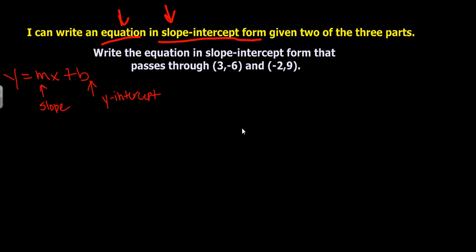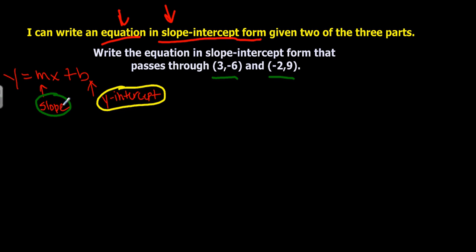So I decided to start with the kind of problem that probably takes the most amount of writing, because I know how sometimes mathematicians like to be lazy and not do a lot of writing. So I'm going to show you as bad as it gets. And then we'll work backwards to maybe some easier ones. But if we have to write the equation in slope-intercept form that passes through this point, there's two things I have to know. I have to know slope, and I have to know y-intercept. Those are my two things.